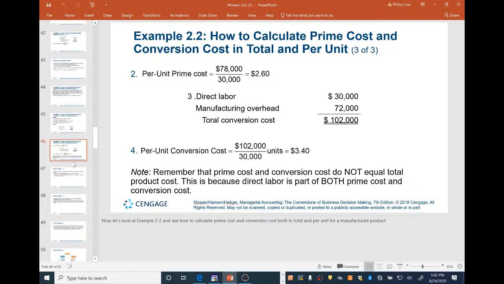Okay. Now just remember that the prime cost and conversion cost do not equal total product cost, right? Because we have the direct labor. Yeah, direct labor is part of both of them. So just remember, those two together do not equal total product cost. They just use that as a different means of breaking down cost into a deeper level. So everyone good on prime cost, conversion cost, and that stuff? Okay.